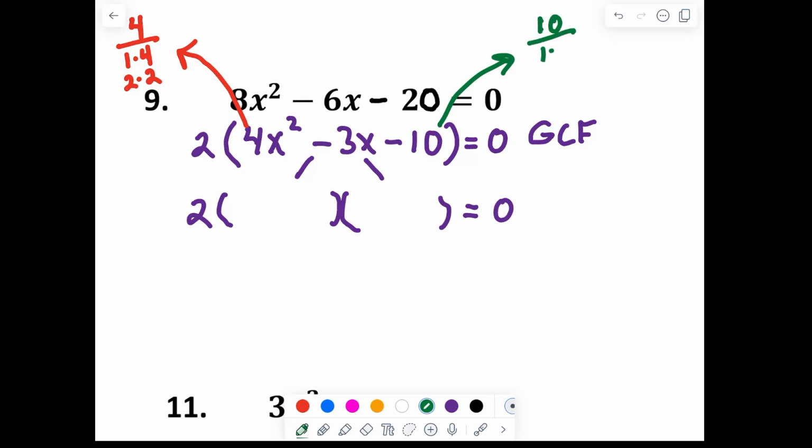Okay, and now I have a little bit smaller lead coefficient to factor. I'm going to have this 2 out front here when I'm factoring, but this part right here is going to factor to two binomial factors. Okay, and the way I'm going to start off here is this 4 right here. I'm going to think of all the factors that multiply to be 4, and that's 1 times 4 and 2 times 2. And I'm also going to think, what are all the factors that equal 10? That's 1 times 10 and 2 times 5.